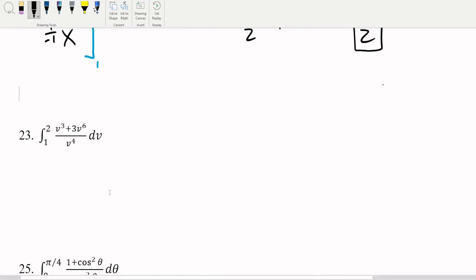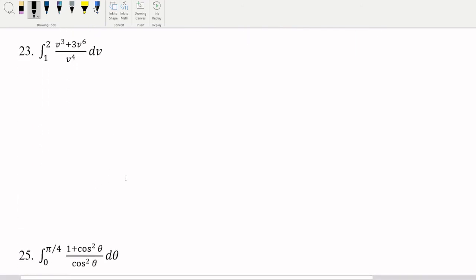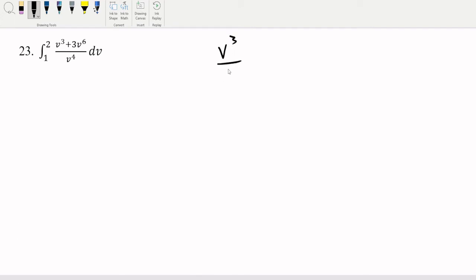Okay, let's try another one. Look at this one. This one's trying to mess us up. First things first, this doesn't look good, right? Just go back to your rules. We don't have any rule that deals with division of all of these different terms. So often you're going to have to start by simplifying algebraically, and that's not too bad. We can totally do that.